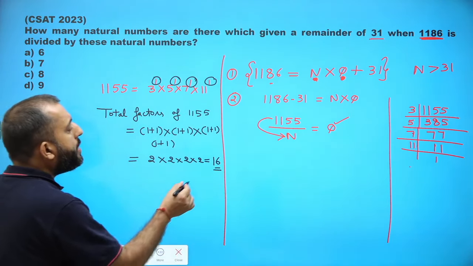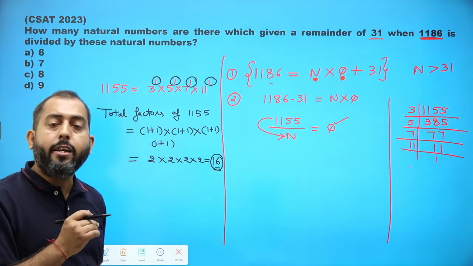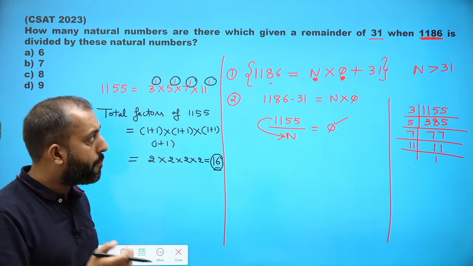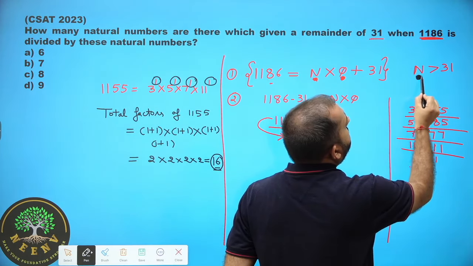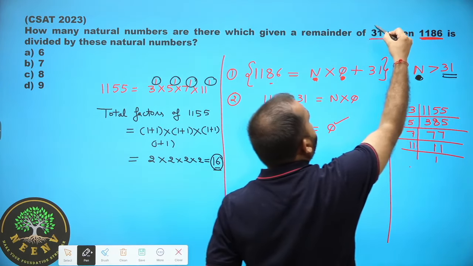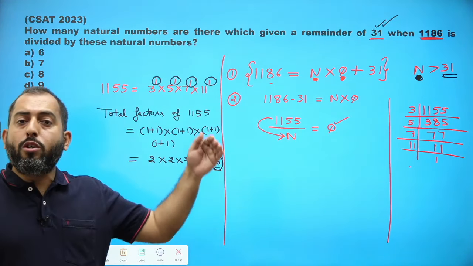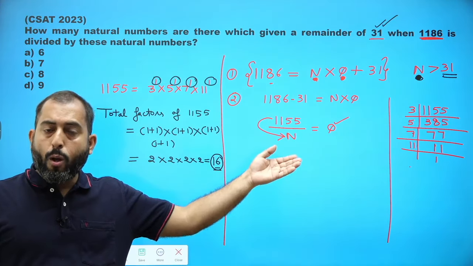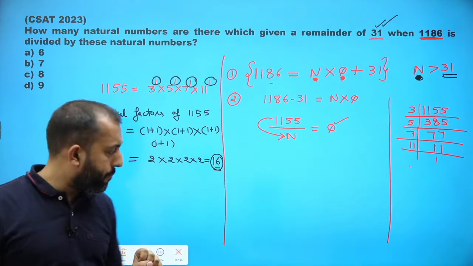But 16 is not the right answer. Why? Our n should always be greater than 31, because in this very case 31 was the remainder. So all those values of n which are less than 31 should not be counted here.